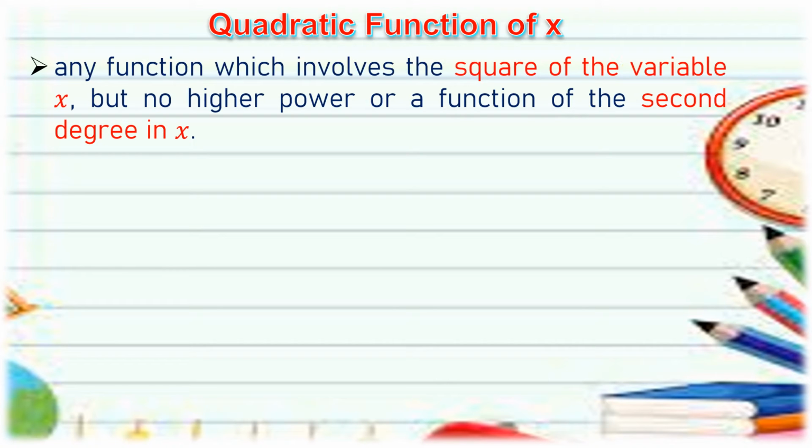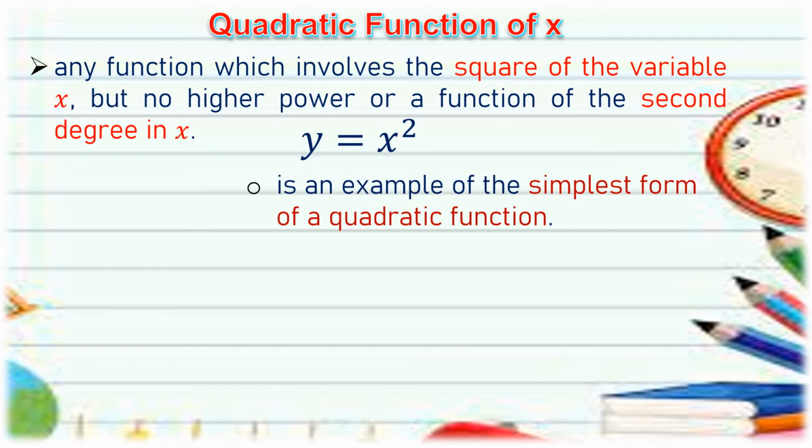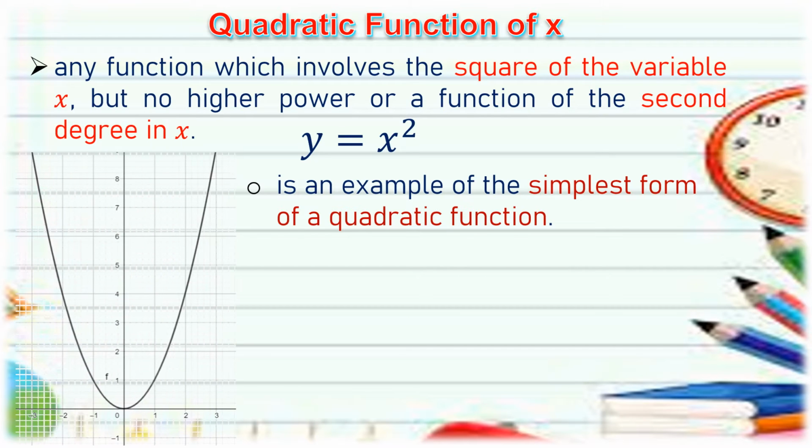What is a quadratic function of x? It is any function which involves the square of the variable x but no higher power, or a function of the second degree in x. So simply, if we are talking of a quadratic equation or quadratic function, the highest power is 2. If we have y is equal to x squared, it is an example of the simplest form of a quadratic function. So this is the graph of y is equal to x squared.